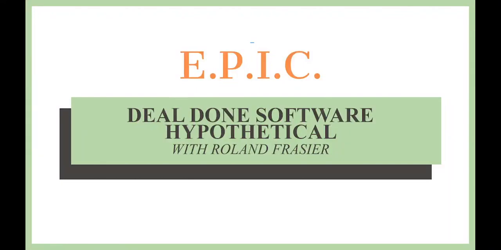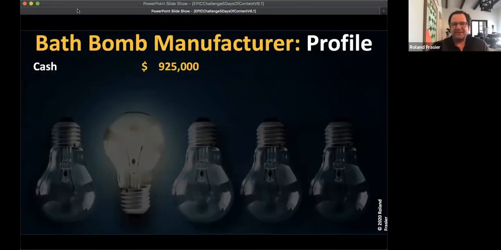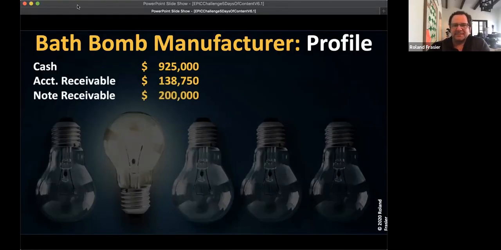How would you analyze and fund this deal? It was a bath bomb manufacturer, and this is based off of a deal that we actually did. $925,000 in cash in the bank, $138,000 accounts receivable, a couple $100,000 in a note receivable.